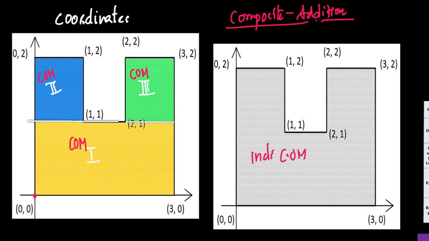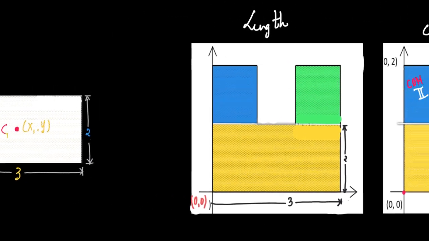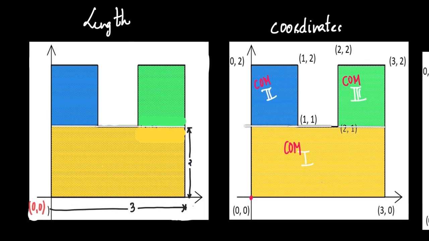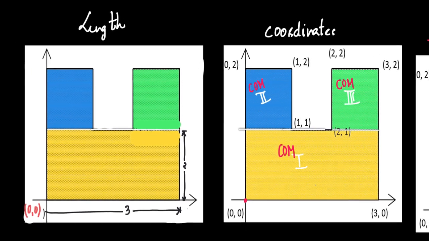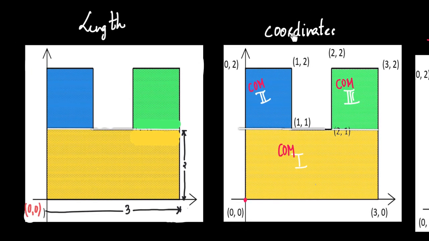How do we find out center of mass of figure 1? Before we go to center of mass, let us first convert these coordinates into lengths. So for the first figure, which is the large base rectangle here, the coordinates are 0, 0 and 3, 0, which translates to a length of 3 units along the width. And it is given to us that this coordinate here is 2, 1, right?